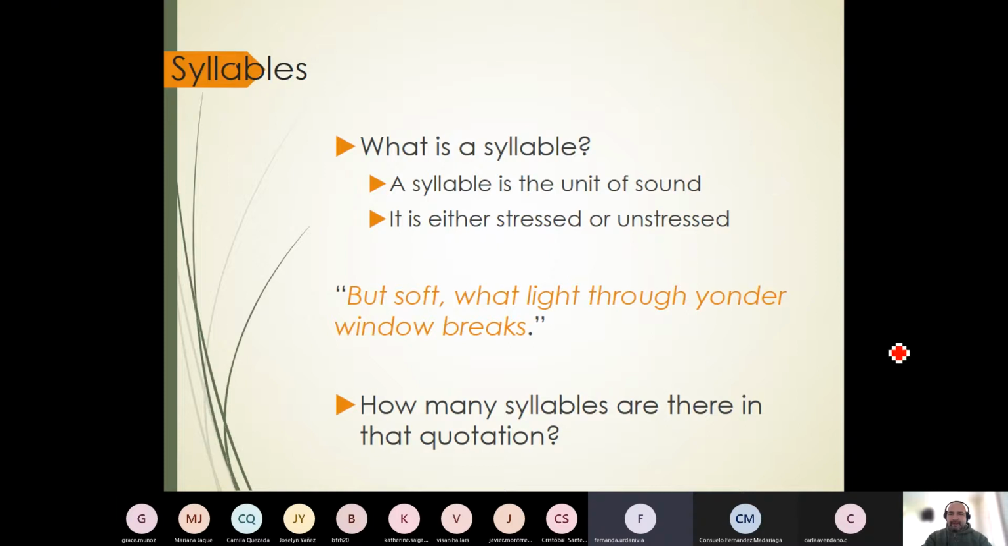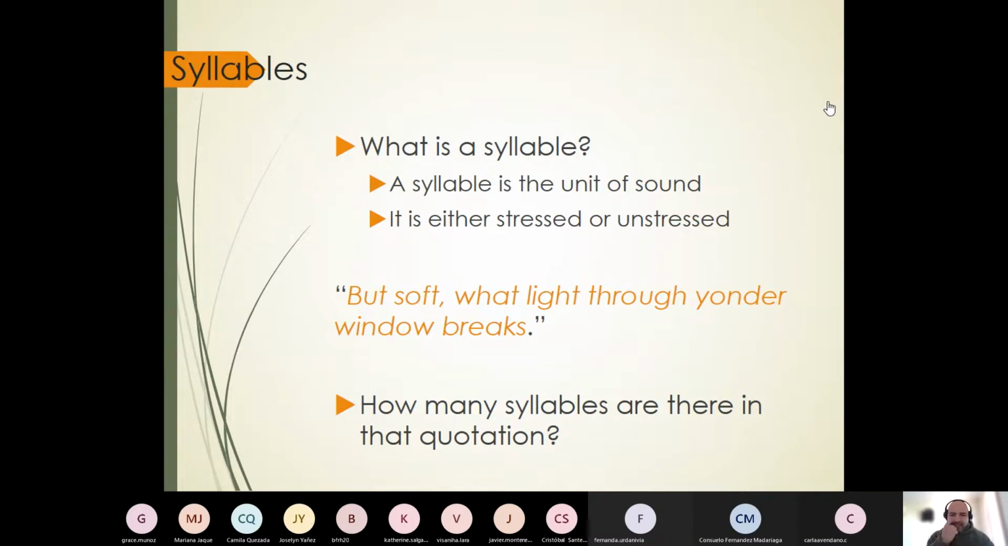Syllables. What is a syllable? A syllable is the unit of sound. It is either stressed or unstressed. But soft, what light through yonder window breaks. How many syllables are there in that quotation? Yes. Perfectly read, by the way. But soft, what light through yonder window breaks.